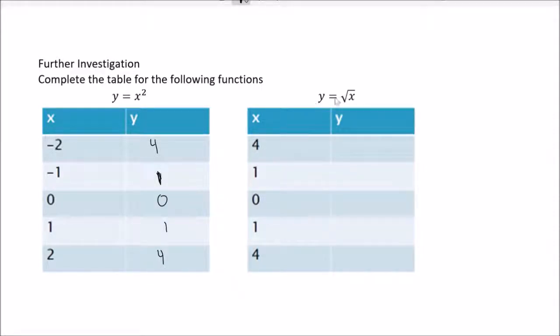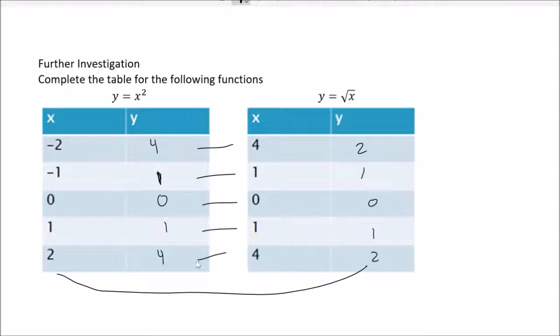What about over here? Taking square roots, square root of 4 is 2, square root of 1 is 1, square root of 0 is 0, square root of 1 is 1, and square root of 4 is 2. Now, it's a little weird that I've made this 4, 1, 0, 1, 4. I have repeats in my x values, but all I did there is I wanted these to connect so that I could show you that when we have inverse functions, these also naturally connect.